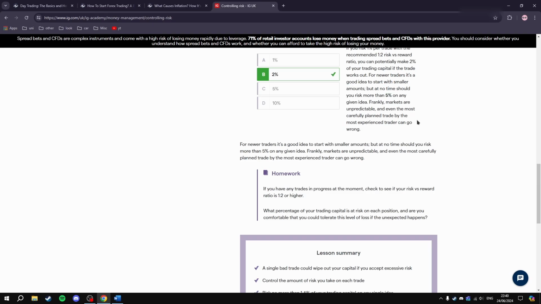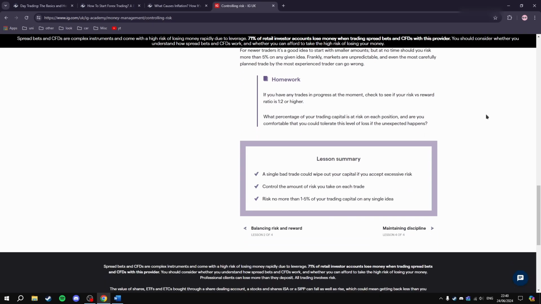Okay, homework. If you have any trades in progress at the moment, check to see if your risk versus reward ratio is 1 to 2 or higher. What percentage of your trading capital is at risk on each position, and are you comfortable that you could tolerate this level of loss if the unexpected happens?